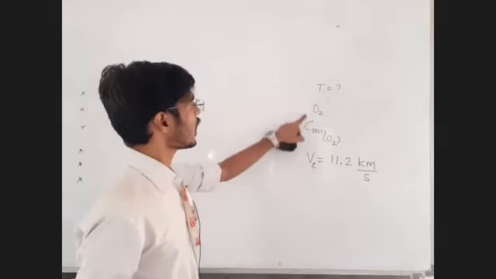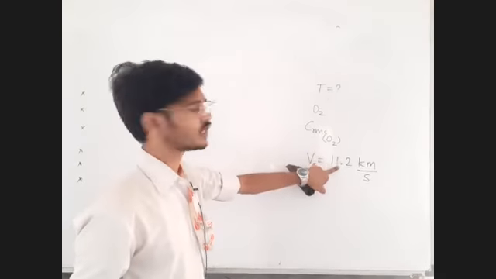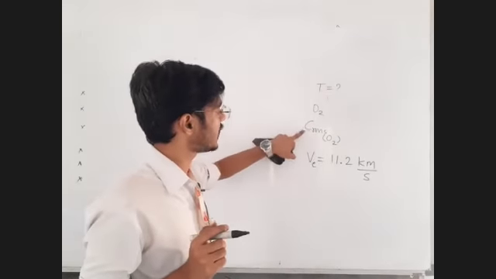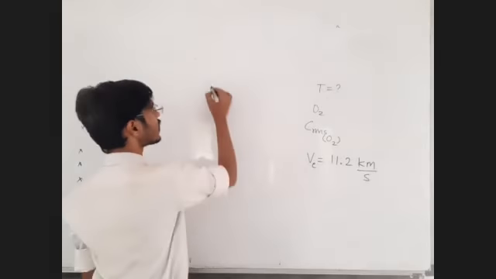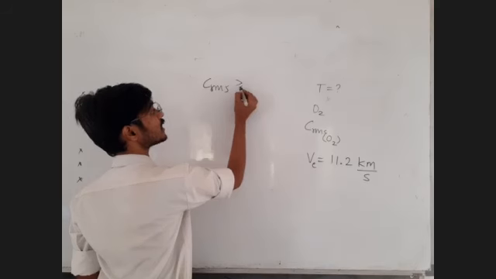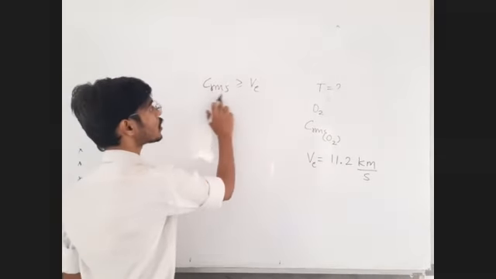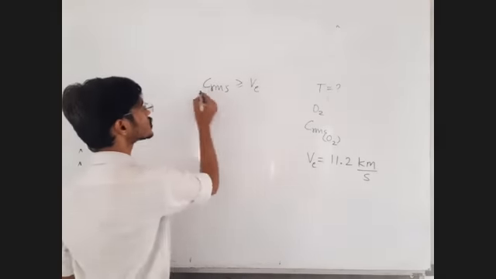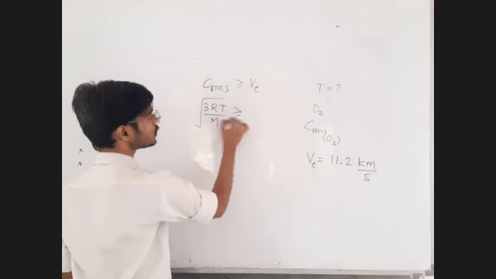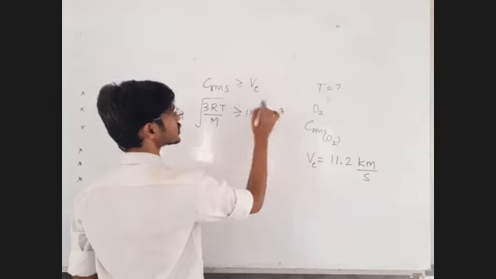Now, at what temperature will oxygen molecules have this much velocity is the answer to this question. They are asking at what temperature oxygen molecules will be able to escape the earth. It means that if the RMS velocity of oxygen molecules becomes greater than or equal to the escape velocity on the surface of the earth, then oxygen molecules will certainly escape the earth's atmosphere. So C_RMS equals under root 3RT by M, whose value should be more than or equal to 11.2 kilometer per second. Kilo means 10 raised to 3 meter per second.